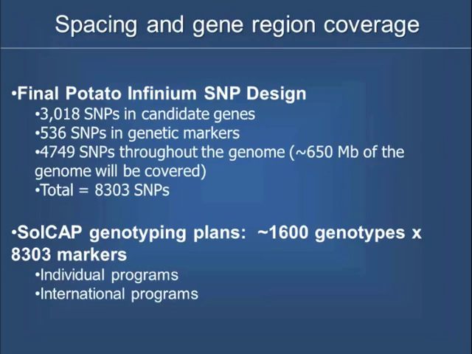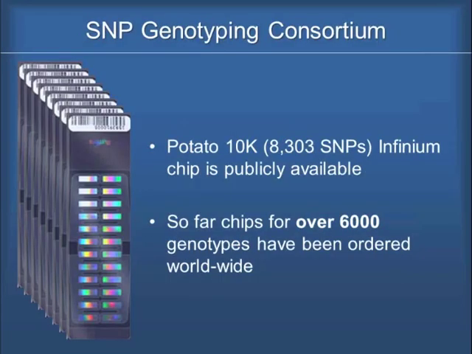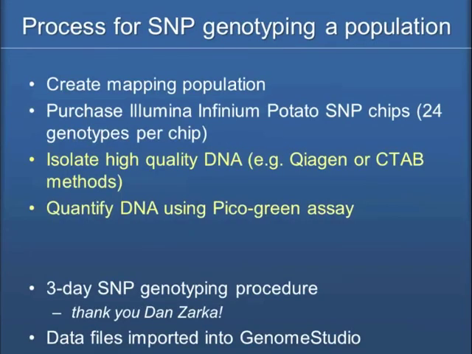I think SolCap has already invested in SNP genotyping about 1,600 genotypes with the SNP chip, and then other programs have been purchasing chips and getting that done. So at this point, chips for over 6,000 genotypes have been ordered worldwide. I don't know who has those chips, but we have a large number in the U.S., and over in Europe, they've invested in that, so I think that this has been a success.